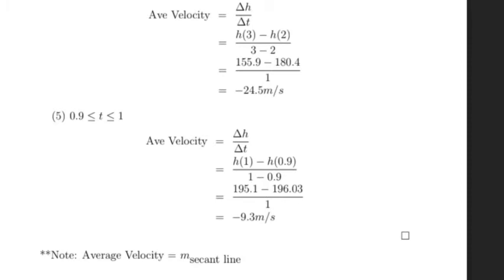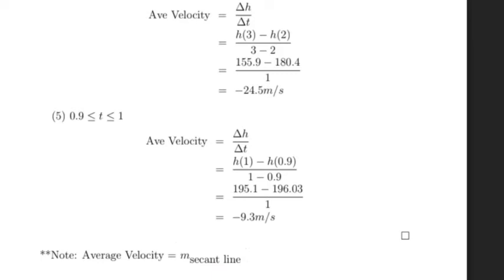Now, important to note that at this point, when we talk about average velocity, because we're taking a macroscopic change in one variable divided by a macroscopic change in another. These are big steps. A big step in t creates a big step in h. We are in fact looking at the slope of the secant line.